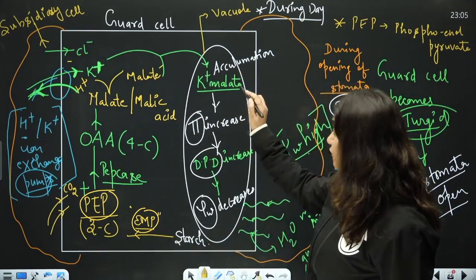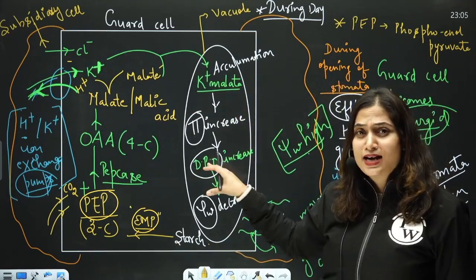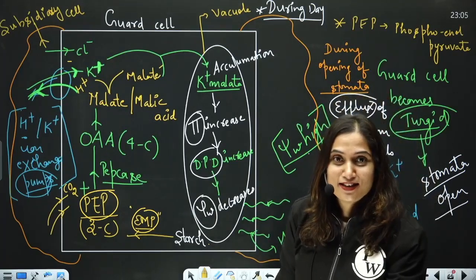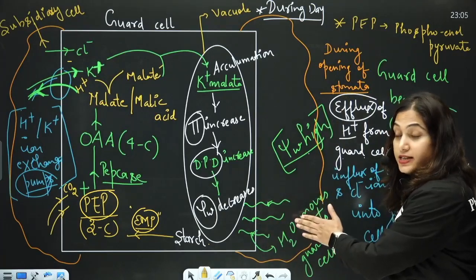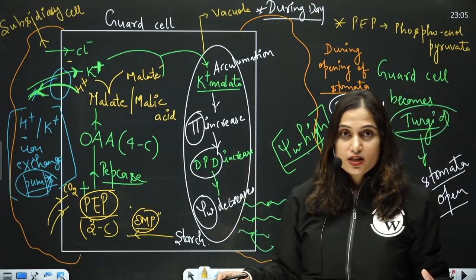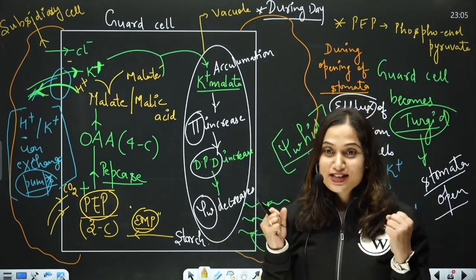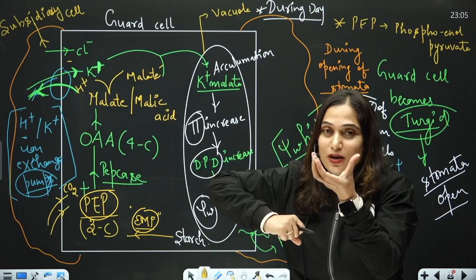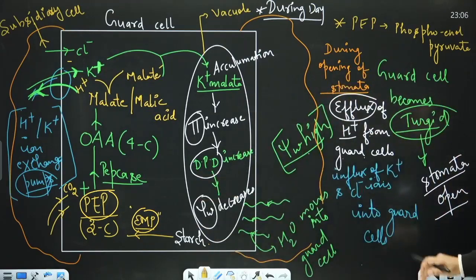You know that accumulation of solute decreases the water potential of the cell. So because of the accumulation of potassium malate in the guard cell, the water potential of the guard cell decreases, due to which water from the subsidiary cell goes into the guard cell. Because of this, the guard cell becomes turgid. And when the guard cell becomes turgid, the pore will get open and stomata will open. Clear? So this is important.